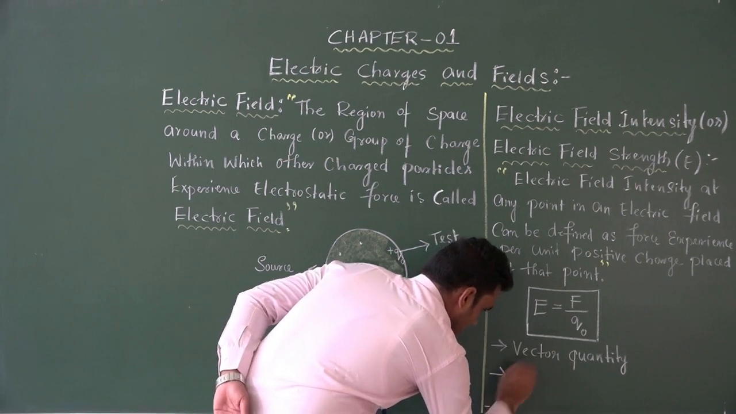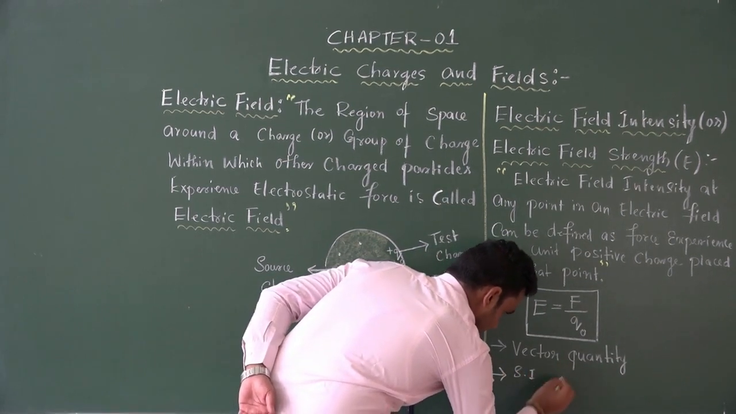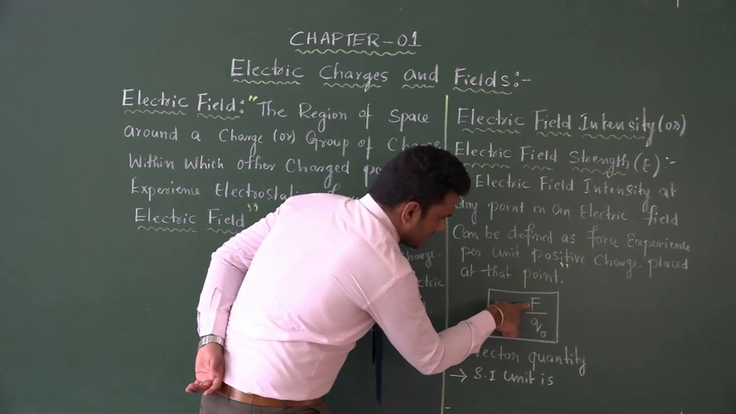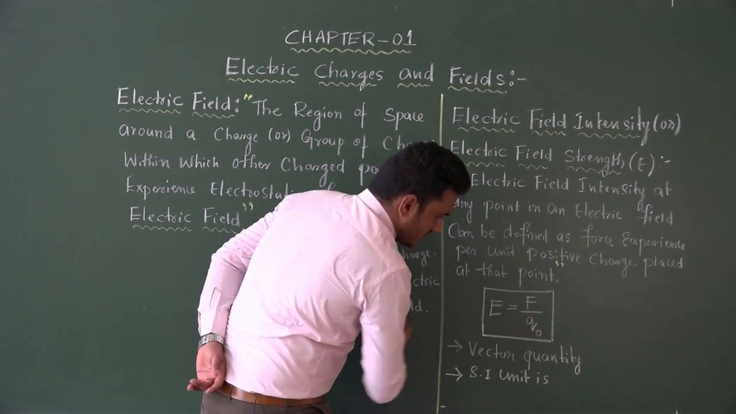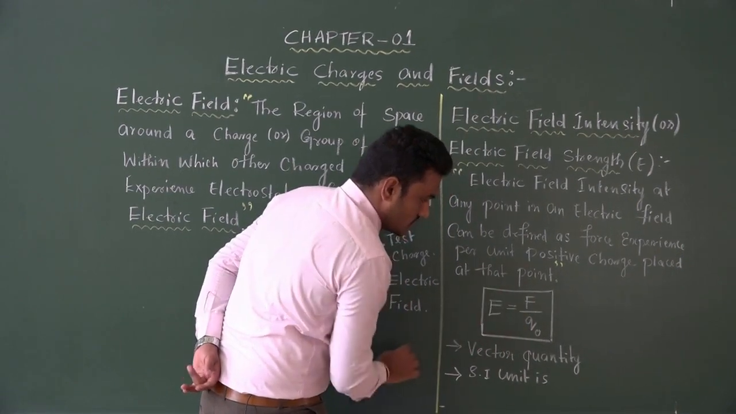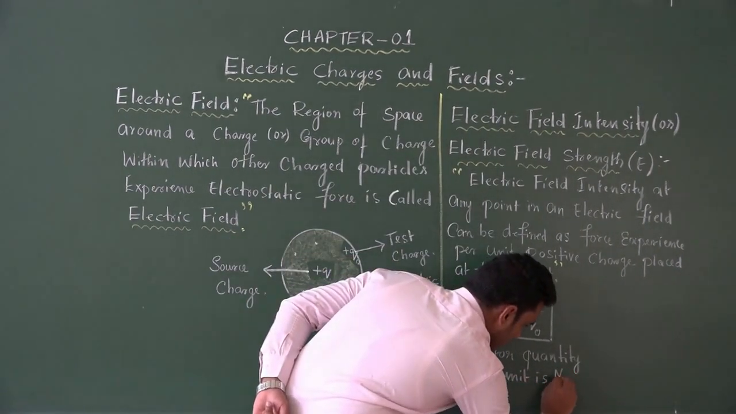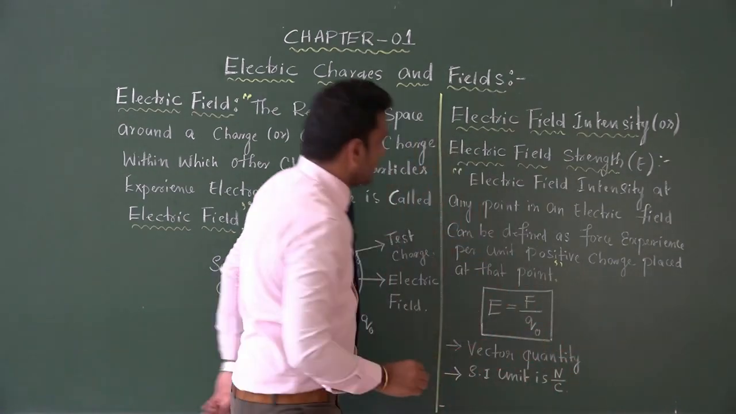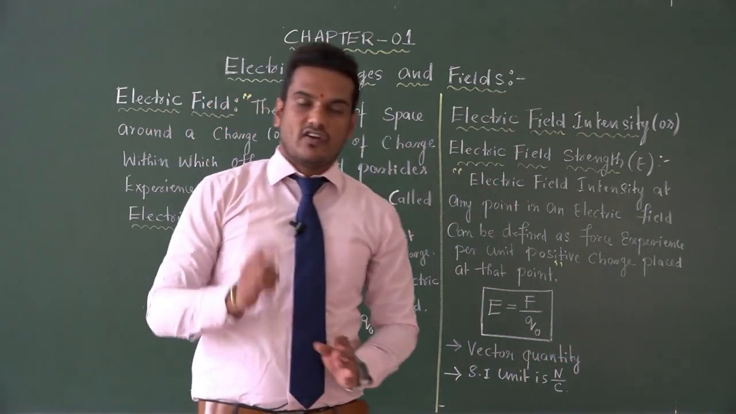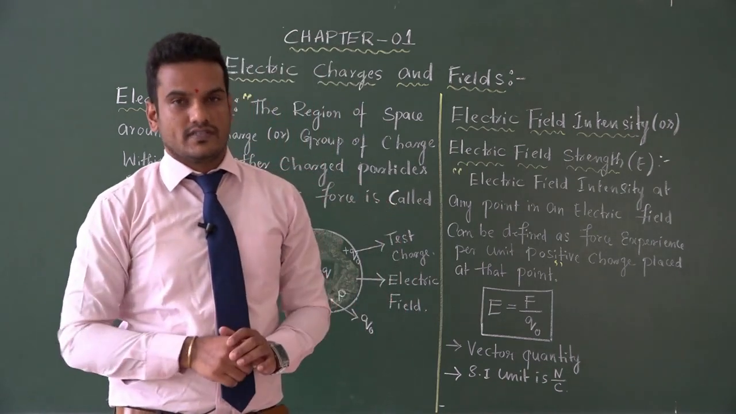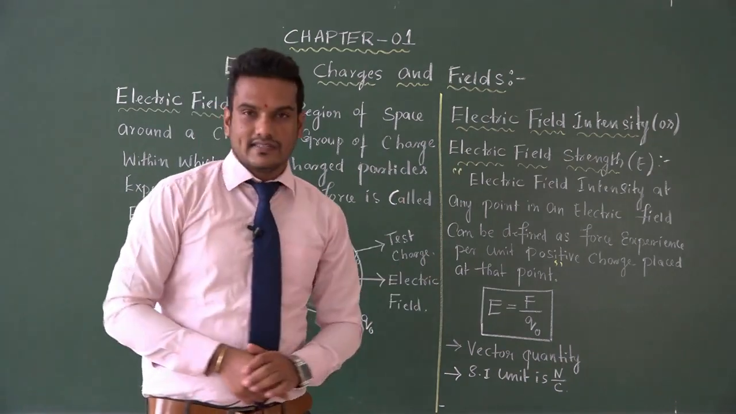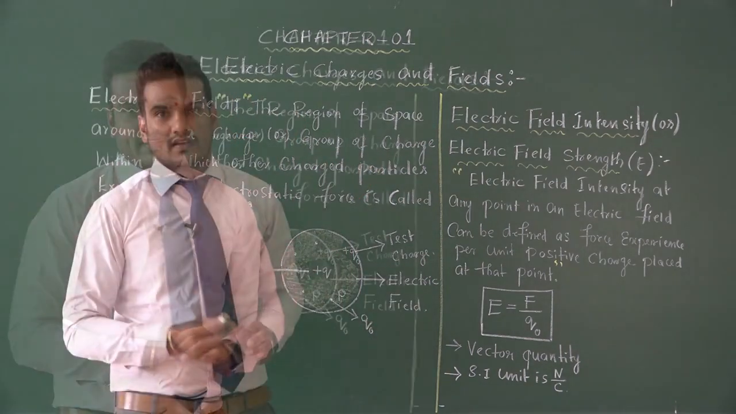SI unit of electric field intensity. The SI unit of force is Newton, and the SI unit of charge is Coulomb. So it is Newton per Coulomb. And the direction of electric field intensity is the same as the direction of motion of a unit positive charge. So this is all about electric field and electric field intensity or electric field strength.